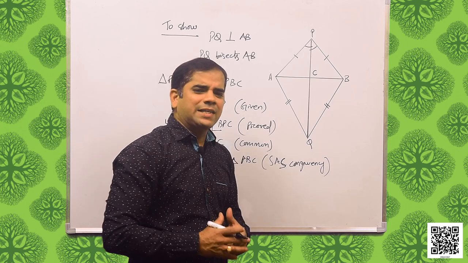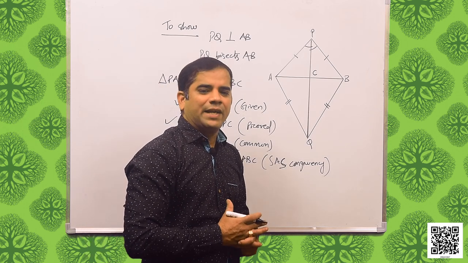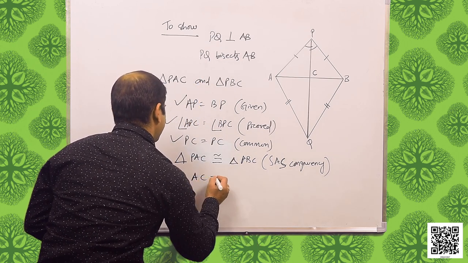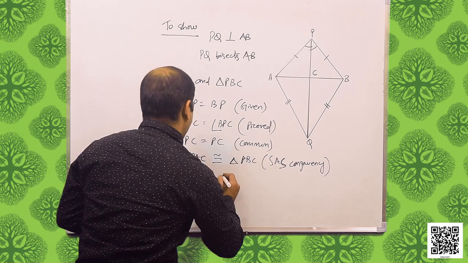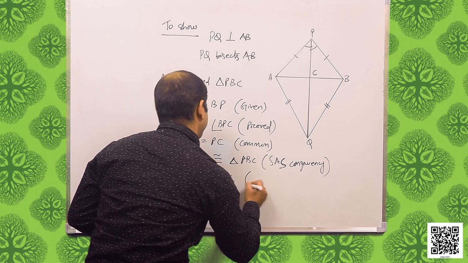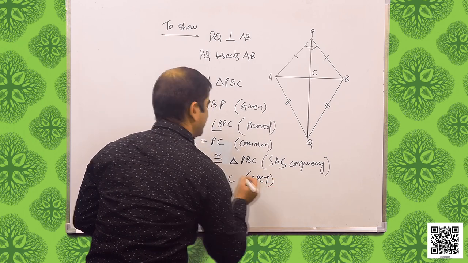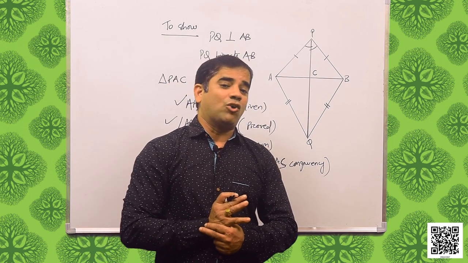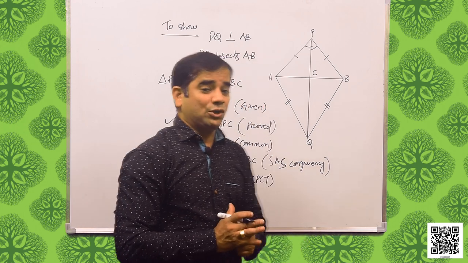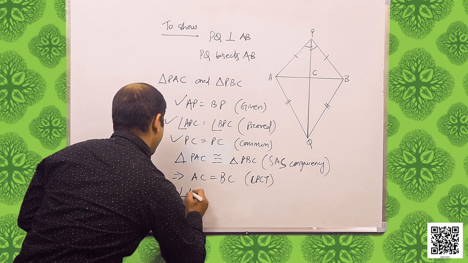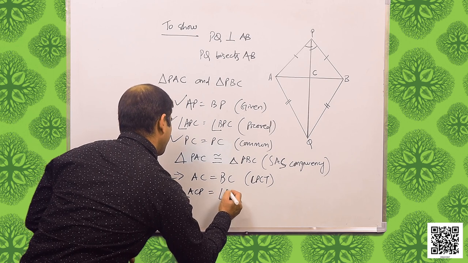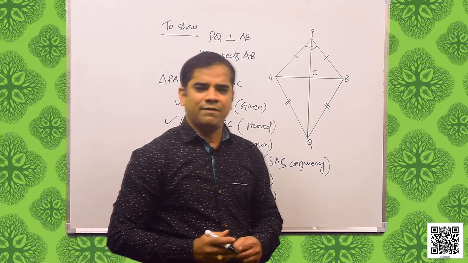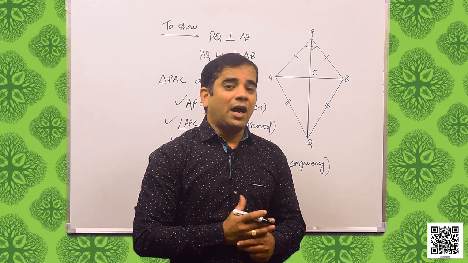Fine. So as they are congruent, another thing we can see is that AC is equal to BC. Why? They are corresponding parts. Another thing we can find out is that angle ACP is equal to angle BCP. They are also corresponding parts. Fine. Now let us go ahead with the solution part.